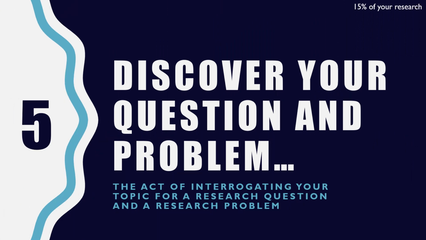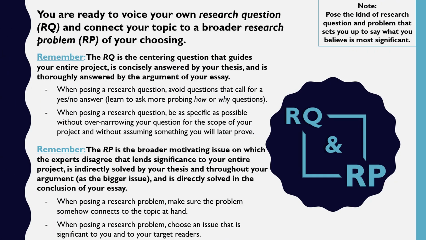Now that you have a lay of the land and have listened to the ongoing scholarly conversation, we will move on to the fifth step in the process of executing a research plan. Discover your question and problem, the act of interrogating your topic for a research question and a research problem. Now that you know what others have been saying, what kinds of questions they've been asking, and what problems they've been addressing, you are ready to voice your own research question and connect your topic to a broader research problem of your choosing.